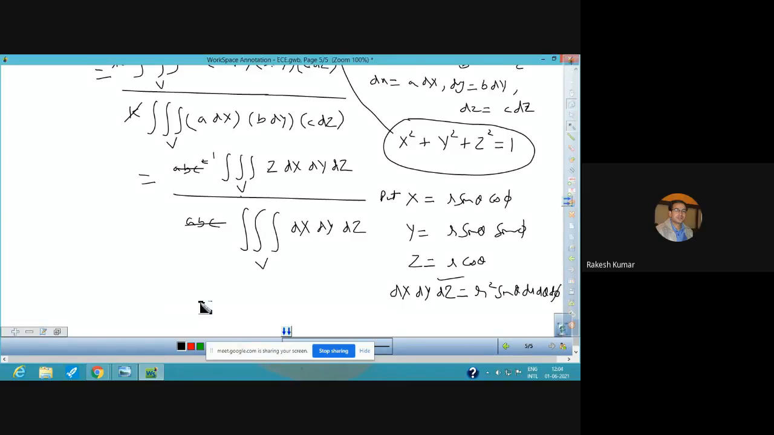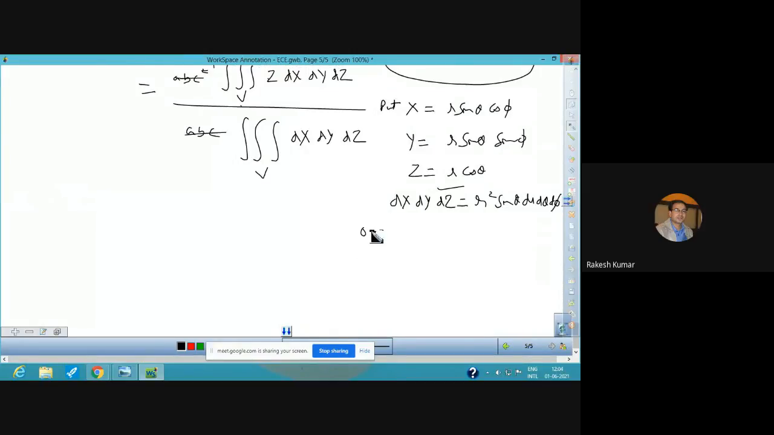So we have the limits. The limits of r are 0 to the radius of the sphere, and your theta varies from 0 to pi by 2, and your phi is from 0 to pi.